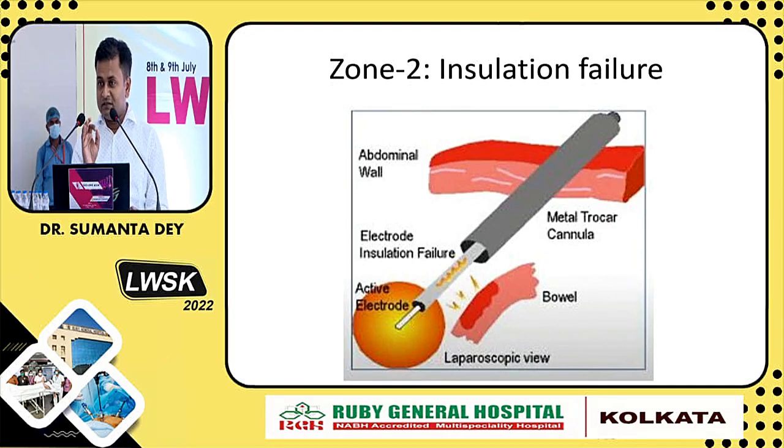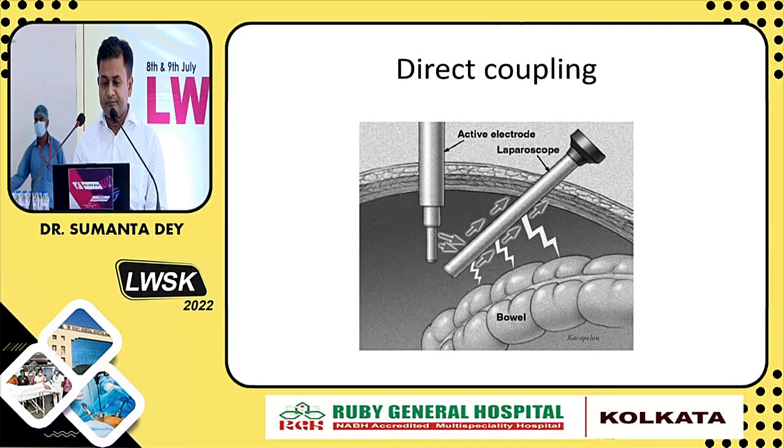So take care of your instruments properly, and regularly check. Ask your scrub nurse, or do it yourself, a regular check on the insulation of each and every instrument. Then there is another mechanism of zone 2 injury: direct coupling. What is direct coupling?